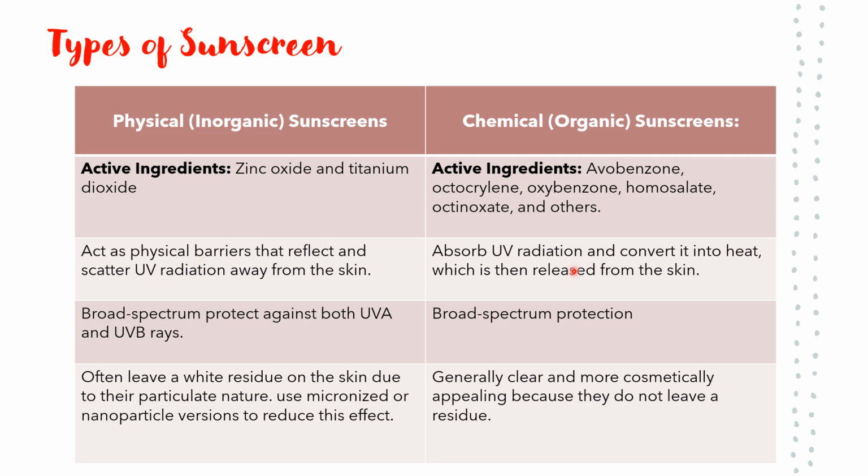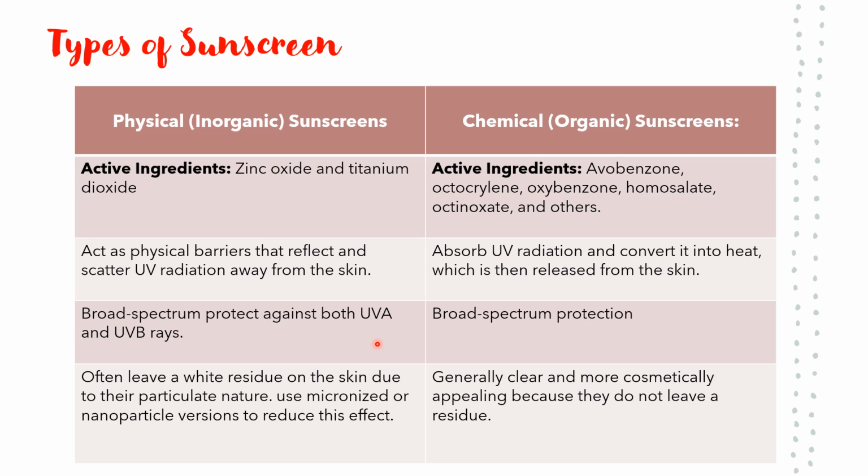On the other hand, chemical sunscreens are not barriers; they absorb UV radiation, and then the UV radiation is converted into heat. Then the heat is released from our skin. So that is the function of the organic chemicals in chemical sunscreen. However, both physical and chemical sunscreens act as broad spectrum protection. Broad spectrum means they protect from both the UVA type and the UVB type.